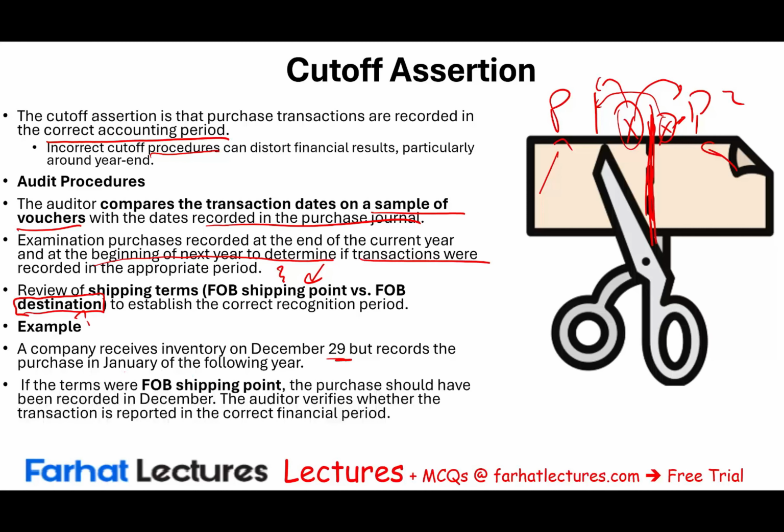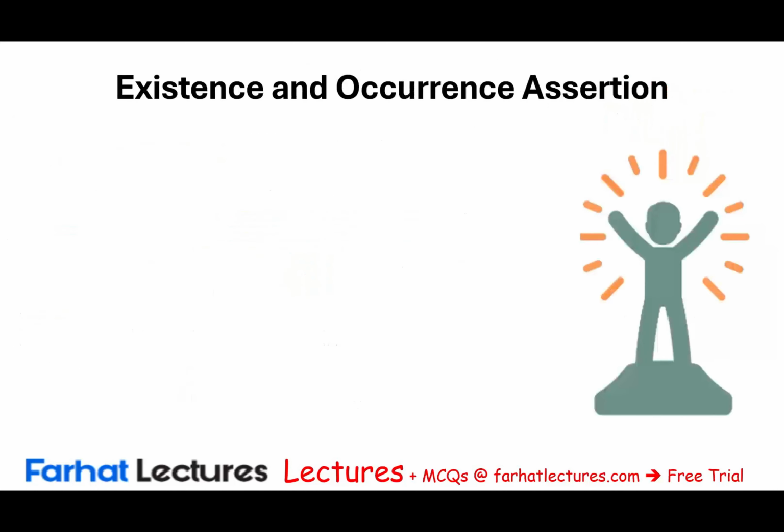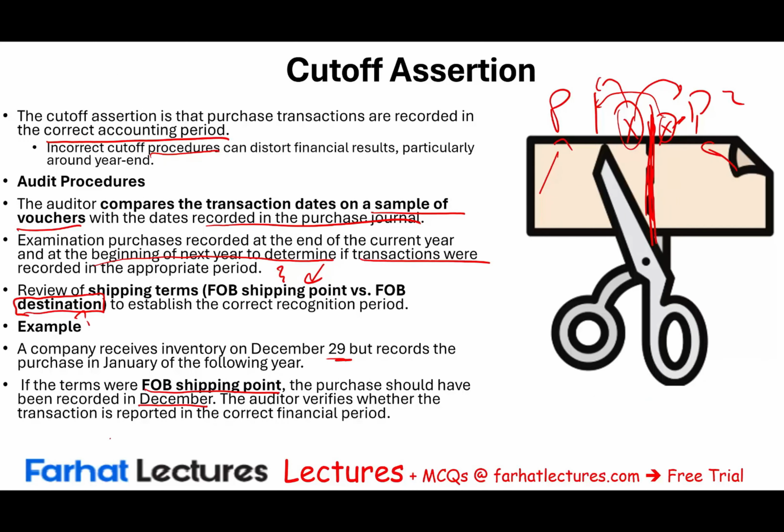Is this correct? No. If the terms were FOB shipping point, the purchase should have been recorded in December. The auditor verifies whether the transaction is reported in the correct financial period. And we worked an example illustrating those FOB shipping, FOB destination that are important. But here, clearly, you received it in December.